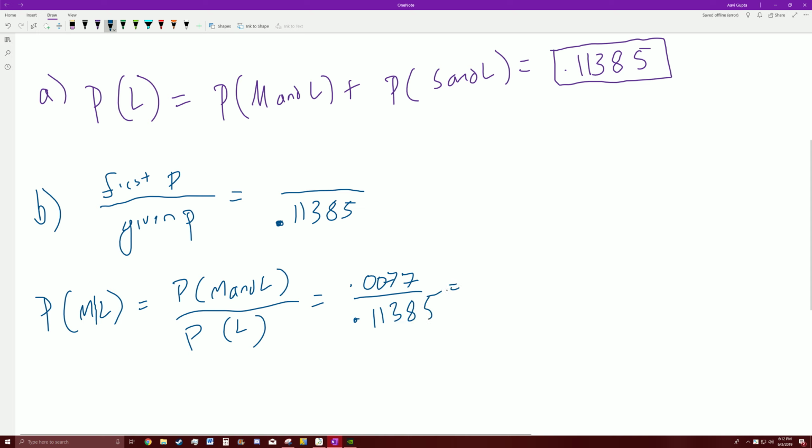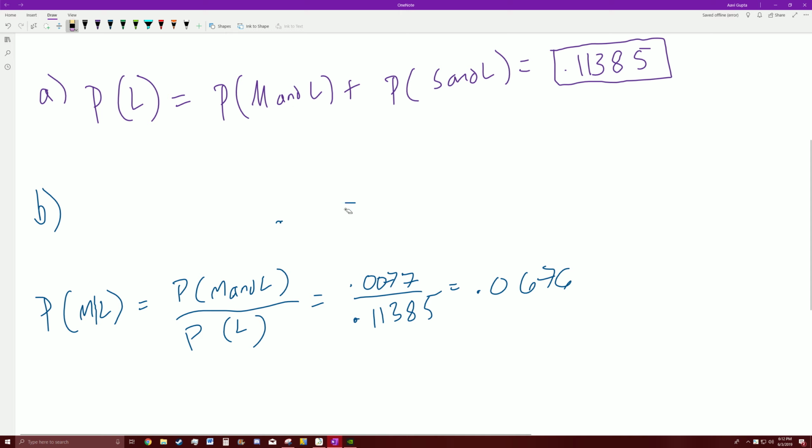And this is going to equal 0.0676. Now let me go through that again in a different color to actually show you what I mean, if you didn't get it the first time around. So as a general statement, we know if we're given the probability of A given B, we want to find this. This is simply equal to the probability of A and B.